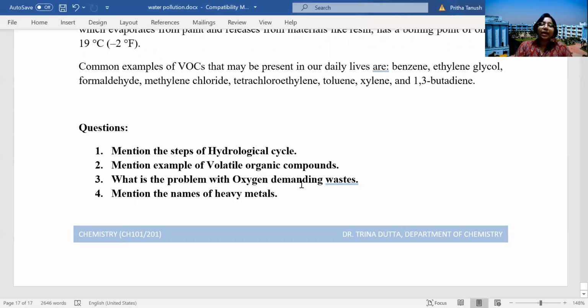Mention the names of the heavy metals. This is a very easy question I have given for the assignment. The names will be cadmium, mercury, lead and arsenic. These are heavy metals, which means their specific gravity is more than 4 or 5. But you also have to prepare the origin, that means the sources of each heavy metal, and the causes or effects of all these things.